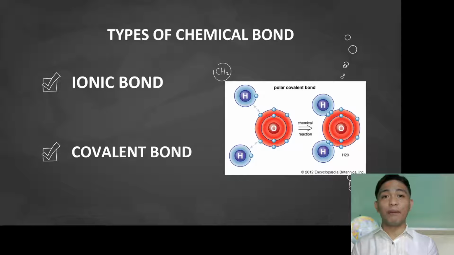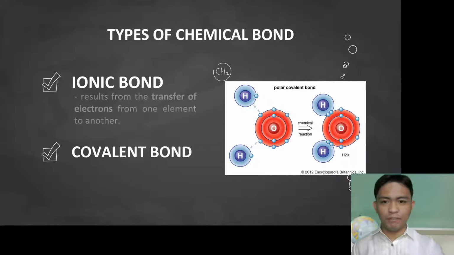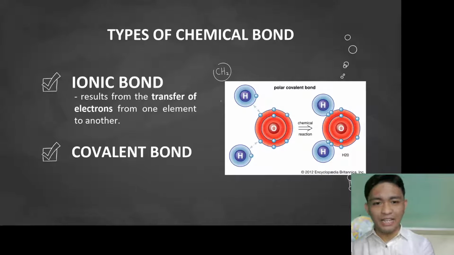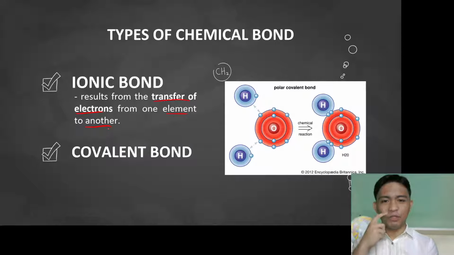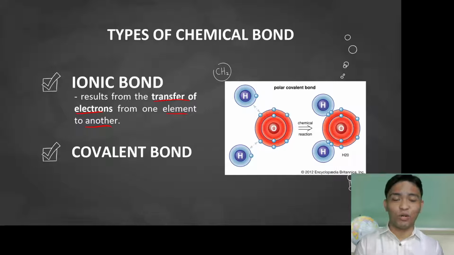So, these are the two types of chemical bond. We have the ionic bond and covalent bond. Pag-ibahin muna natin siya kung paano ba nag-i-interact yung mga valence electrons sa neighboring atoms niya. For ionic bond, this is the result of the transfer of the valence electrons from one element to another. So, nagkakaroon pala nito, na-form ito kapag nagkakaroon ng transfer ng electrons from one atom to another.